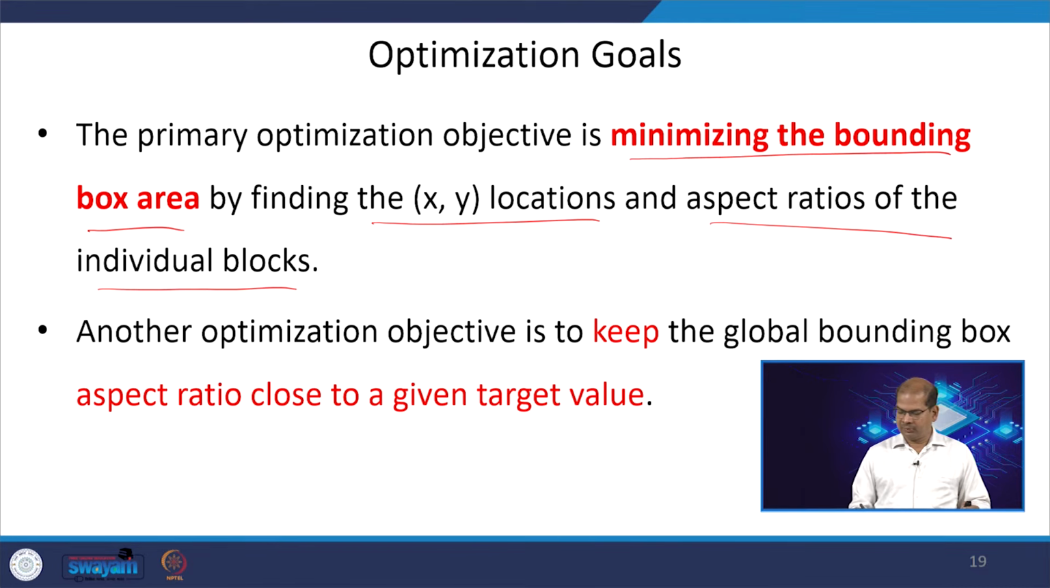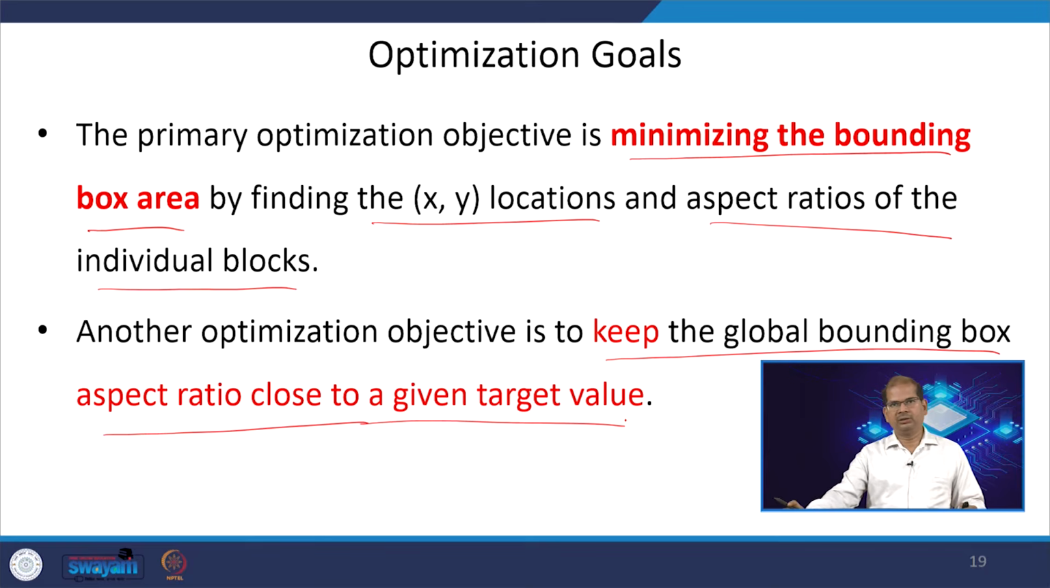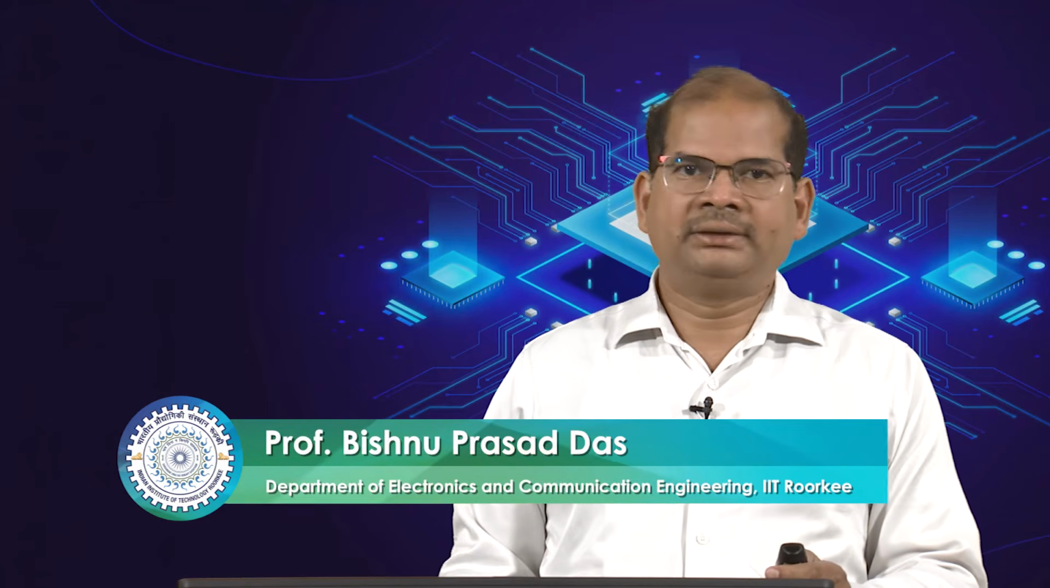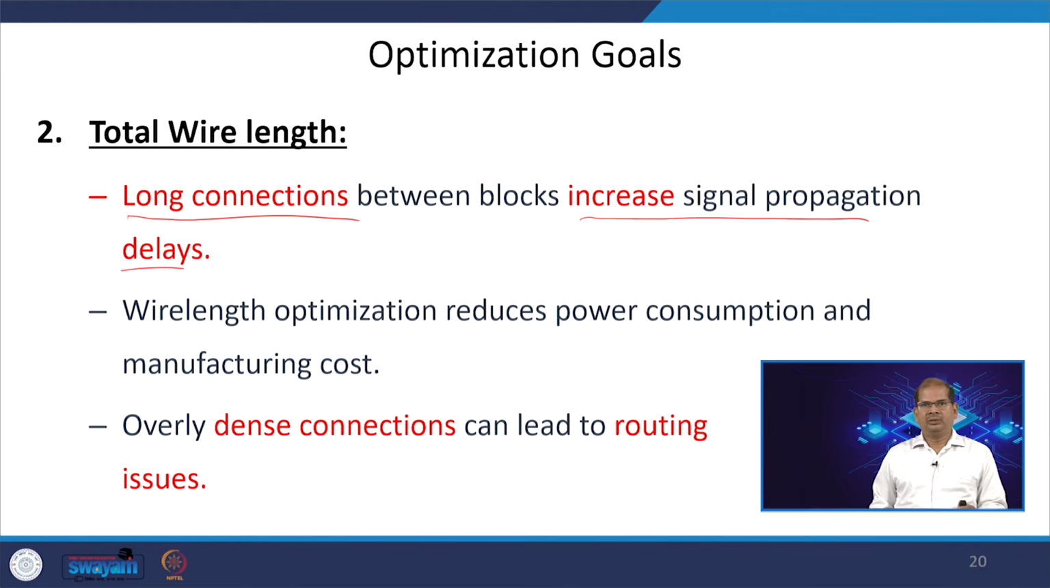Another optimization objective is to keep the bounding box and aspect ratio close to a given target value. Whatever target value is given by the designer, we need to achieve that global bounding box within that bound, then we can achieve the goal of your overall design. Then we have total wire length. Long interconnections between the blocks will increase your propagation delay. So, your wire length needs to be reduced, which will also reduce your power consumption and manufacturing cost. Basically, overly dense connections can lead to routing issues.